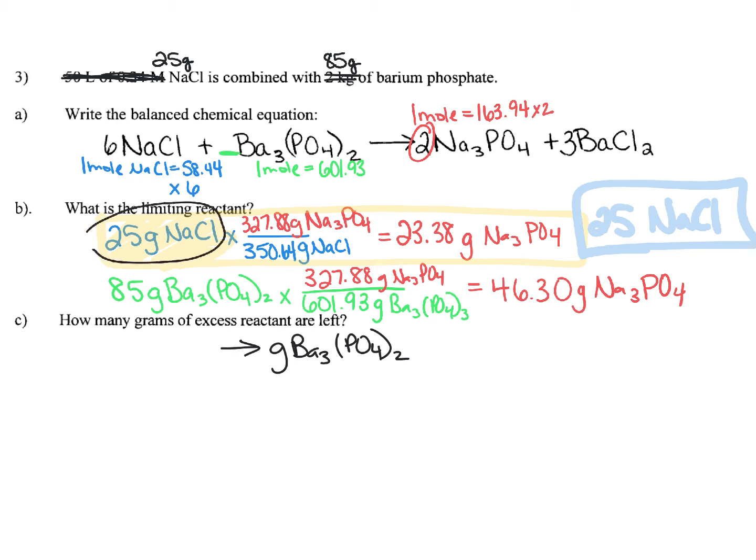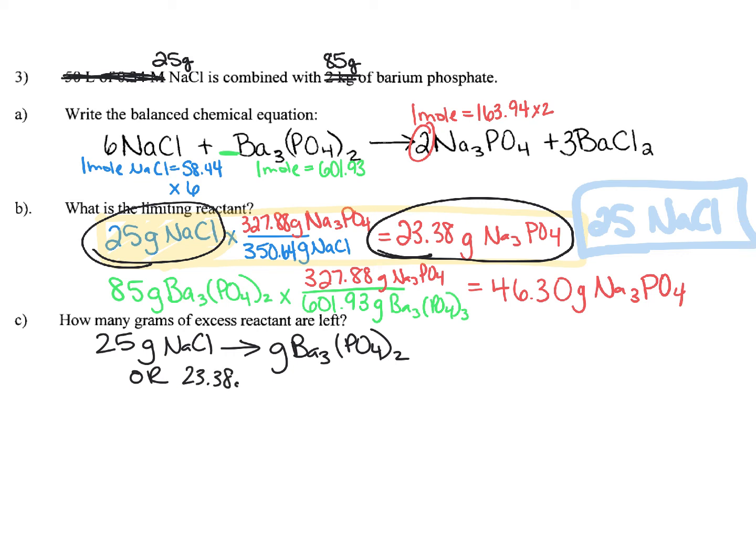So I can go with anything I know is going to be used up. I know that I'm going to use up all 25 grams of NaCl. I know that I'm going to make this many grams of sodium phosphate. So I can either go from my 25 grams of NaCl to my barium phosphate, or I can go from my 23.38 grams of sodium phosphate and convert to grams of barium phosphate. I will do both ways so that you can see and then compare both of them so that we know how many grams of excess are left. Pause the video and try to do either one of these two ways on your own, and then come back and check your answer.